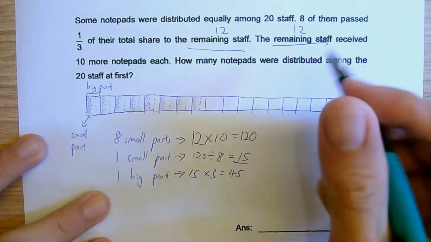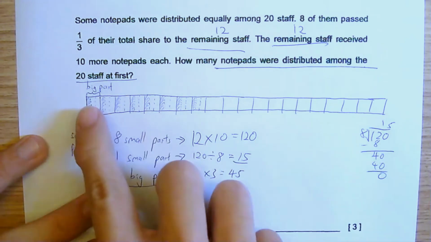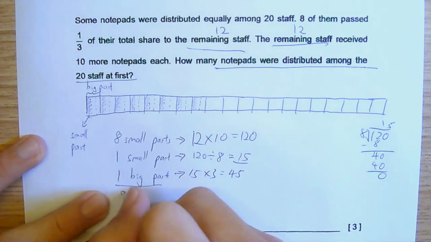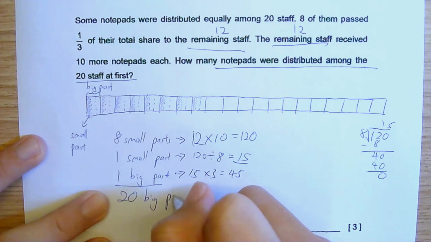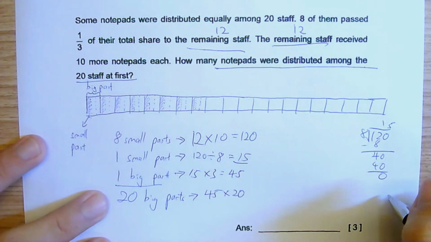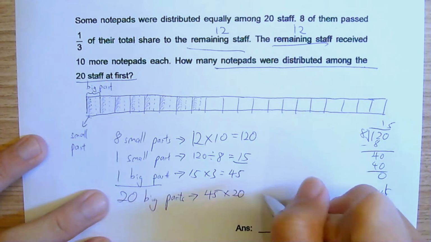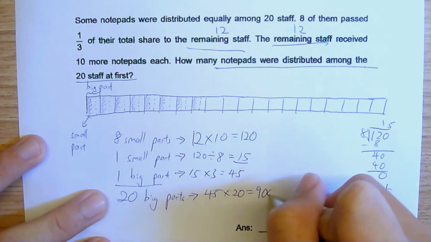So the question says how many notepads were distributed among the 20 staff at first. So I know there are 20 staff. Okay, so it's 20 big parts now. It will be 45 times 20. So you're going to do your multiplication over here. It will be 45 multiplied by 20. 5 times 0, 0. 5 times 2, 100. Okay, then cancel this one, add one more 0. 4 times 0, 0. 4 times 2, 8. Okay, add 100 to 800, that will give us 900. So this will give us 900.